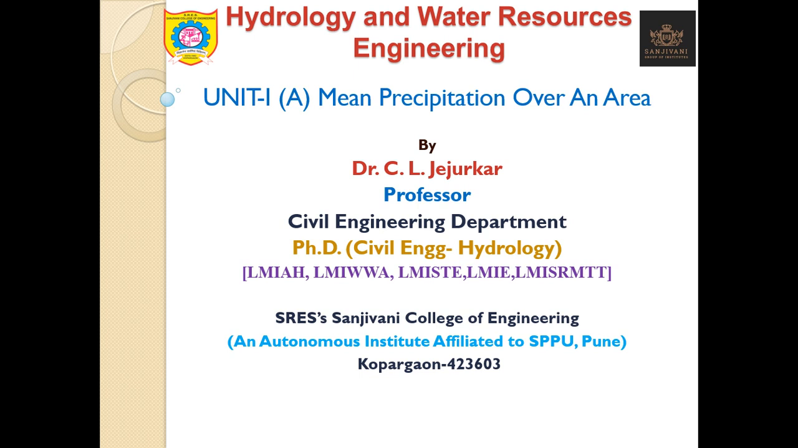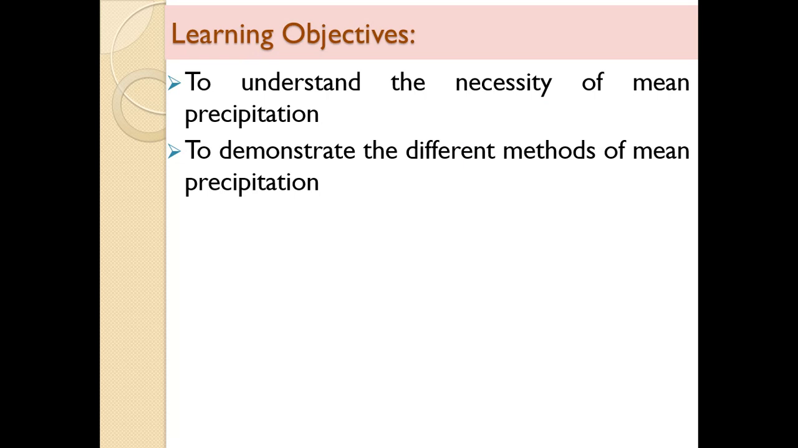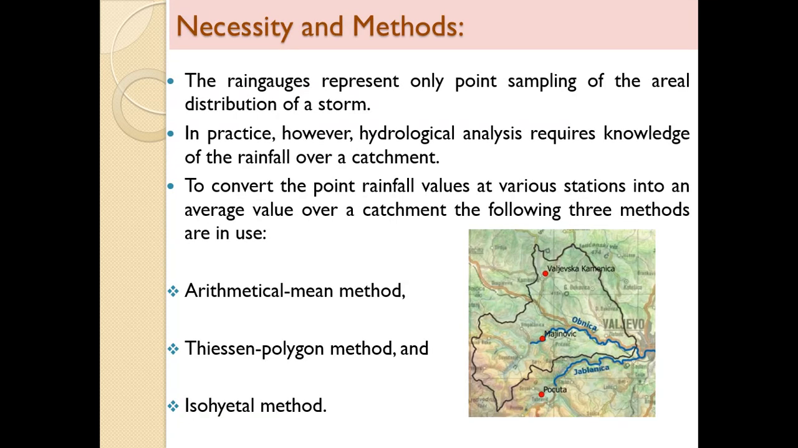Well friends, in this video we shall discuss the determination of mean precipitation over an area. The learning objectives are to understand the necessity of mean precipitation and to demonstrate the different methods of mean precipitation. So why is it necessary to measure mean precipitation over the area?